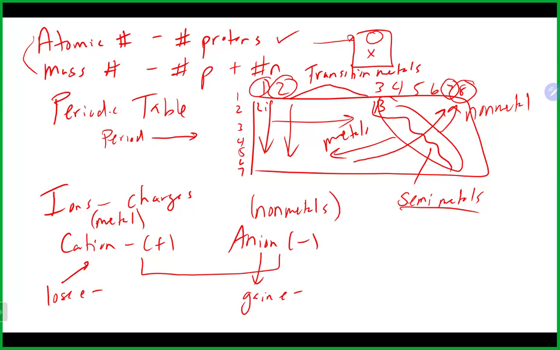And usually what happens, as we'll talk about, is the metal kind of gives its electrons up to the non-metal, and that's why, again, the metal becomes positively charged, the non-metal becomes negatively charged, and then they're attracted to each other, and that's essentially what makes an ionic compound. Any questions on any of that there?